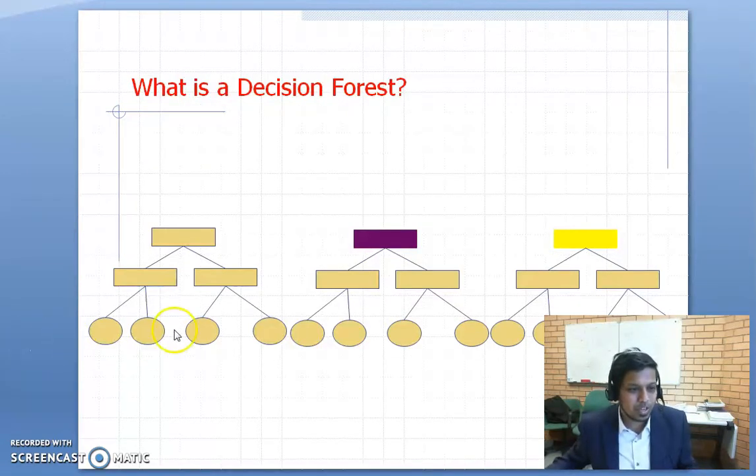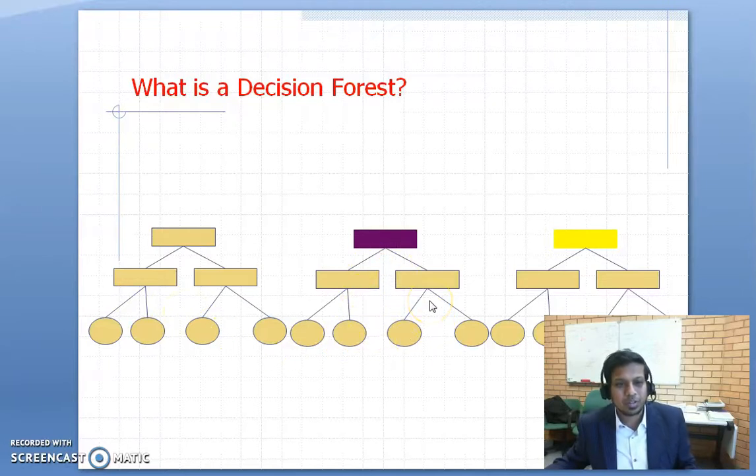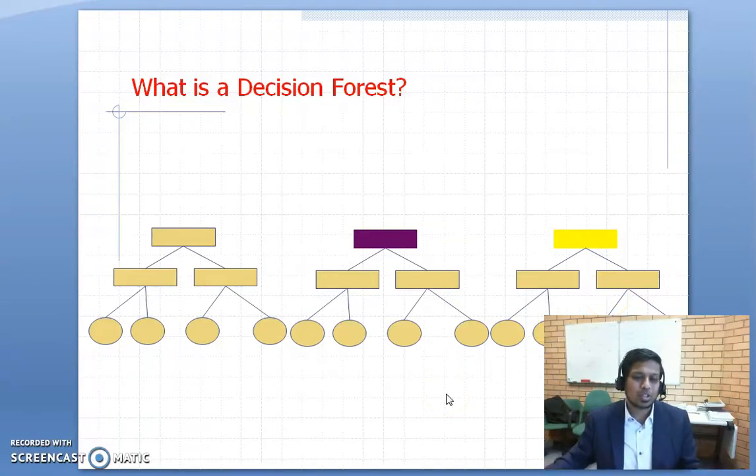For example, in this figure, you can see that there are three decision trees. This is the leftmost one, or the first decision tree. Then you have another decision tree in the middle, and you have a decision tree on the right as well. So as a whole, the combination of all these decision trees can be called a decision forest.